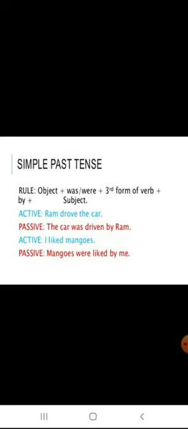Then the simple past. Simple past means we have to use first the object, then was or were, singular was, plural were, then the third form of a verb, by plus subject. Active voice: Ram drove the car. The car was driven by Ram. I liked mangoes. Mangoes were liked by me.